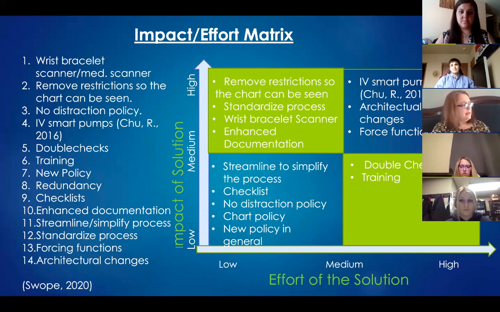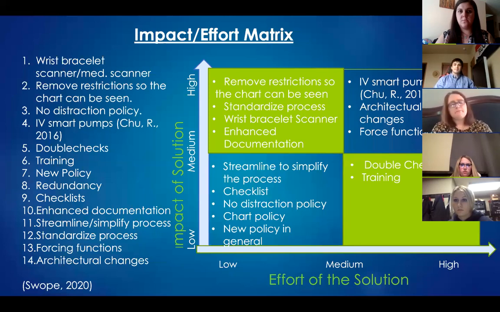And then next to that, we have kind of the ones you want to avoid, and those are low impact and high effort. Those are things like double checking or training. Above that, we have the things we want to evaluate. Those are things that usually are more expensive, take more training, and those things are like the IV smart pump, the architectural changes, and force functions.